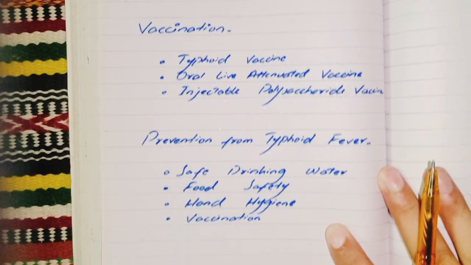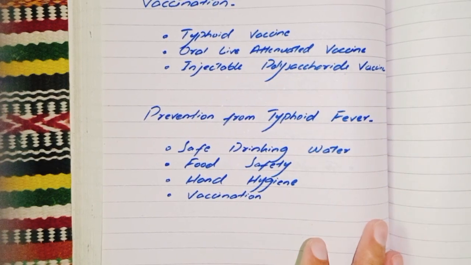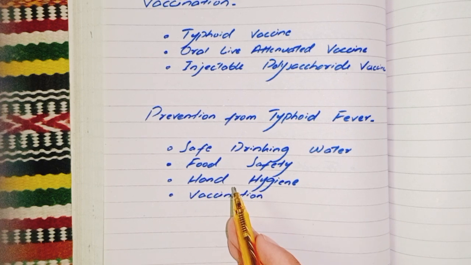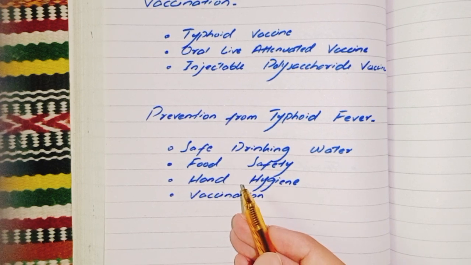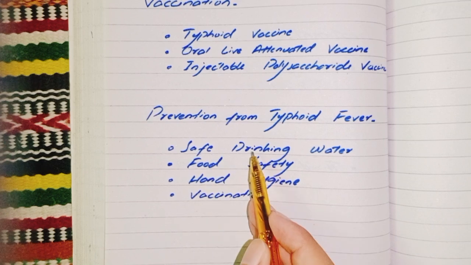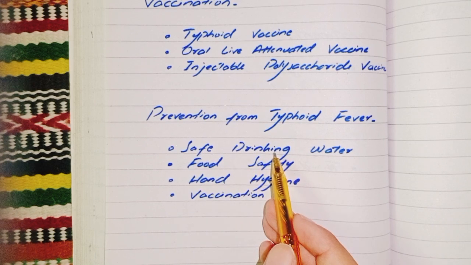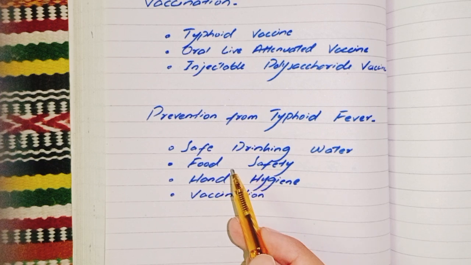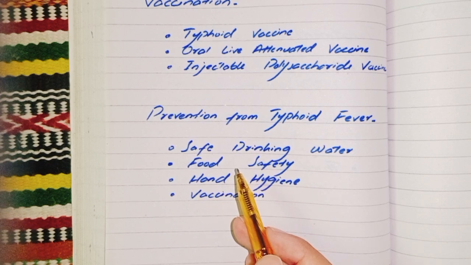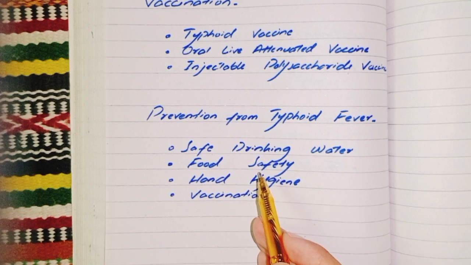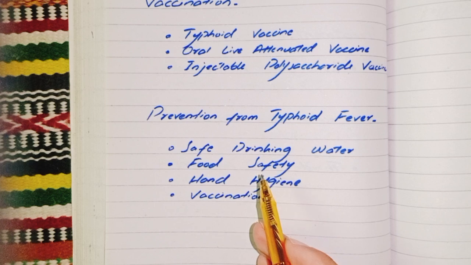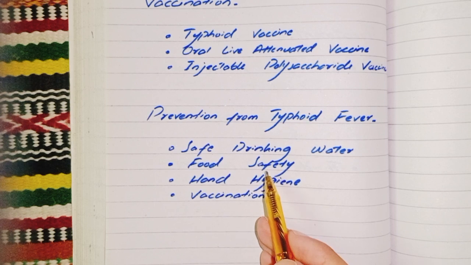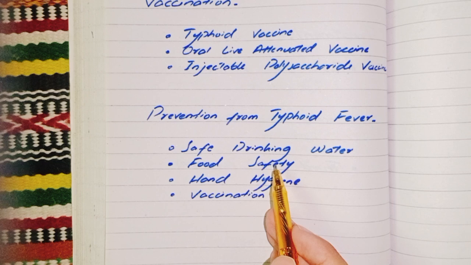How do we prevent typhoid fever? Preventive measures: we prevent typhoid fever by drinking safe water. Avoiding drinking untreated water, especially in areas where typhoid is common, is necessary. Food safety: avoiding raw foods, unpeeled fruits and vegetables. Only eat food that is cooked properly and still hot for the prevention of typhoid fever.